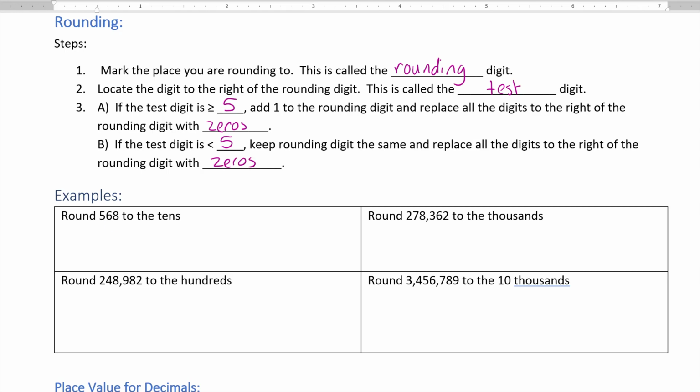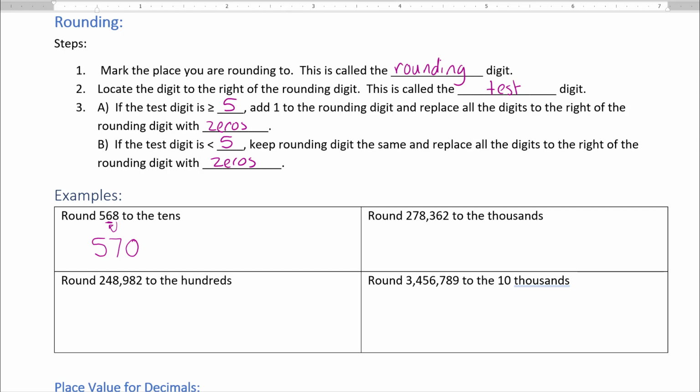So our first example says round 568 to the tens digit. So we're going to underline the tens digit, which is 6. That is the rounding digit. The digit to the right of it is called the test digit. So 8 is the test digit. So we're going to decide if 8 is greater than or equal to 5 or less than 5. So 8 is greater than 5. So that means the 8 tells the 6 to go up 1. So the 5 stays the same, the 6, which is the rounding digit, goes to 7, and then everything after that is replaced with a 0.